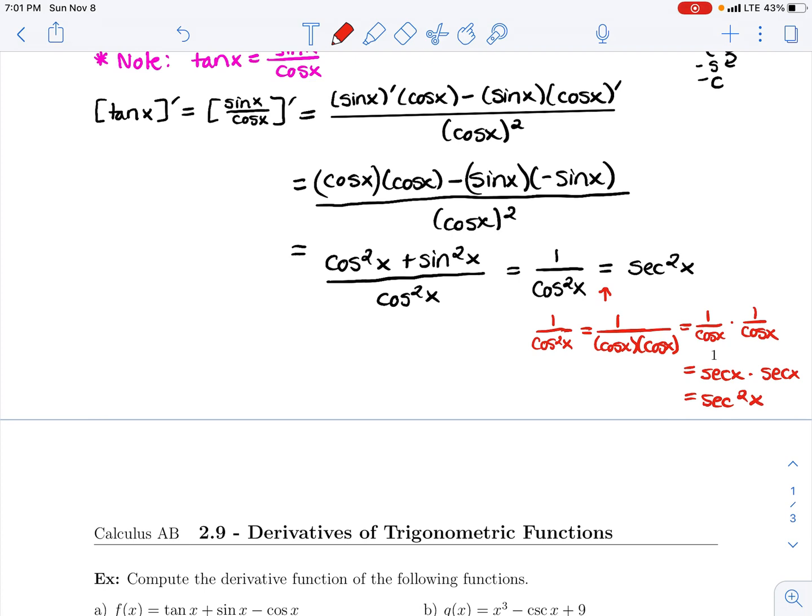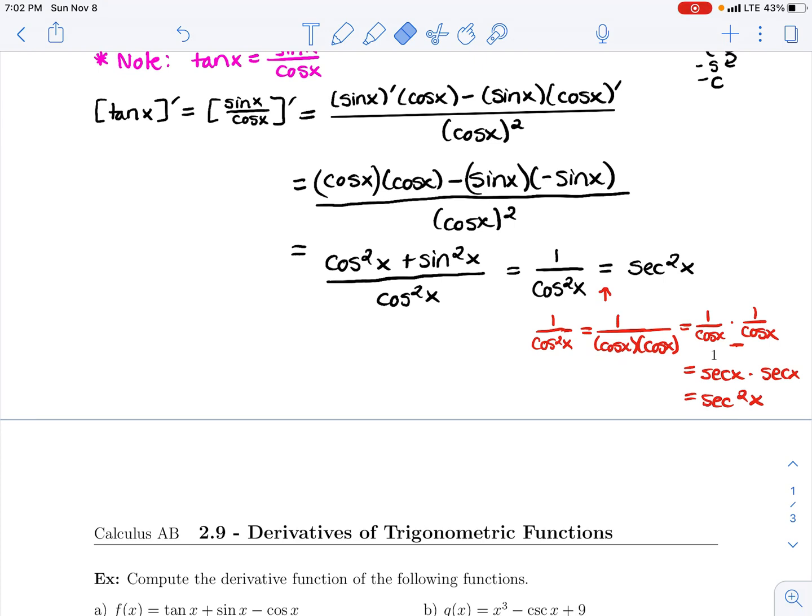Sorry I blew through that fast, but let's highlight. Alright, so 1 over cosine squared x, I just said, well, by definition, that just means cosine of x times cosine of x. Just definition of exponents, right? You would tell me x squared is equal to x times x. Then from there I go, well, this fraction that I have over here is just equal to 1 over cosine x times 1 over cosine x, right? If I multiply back these two fractions, I get exactly what I have on the left.